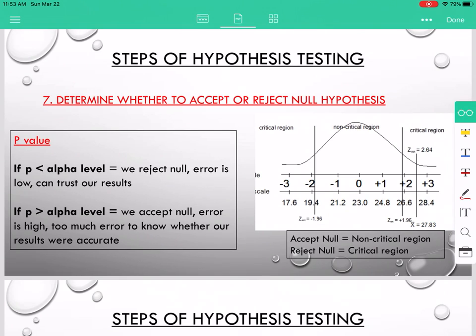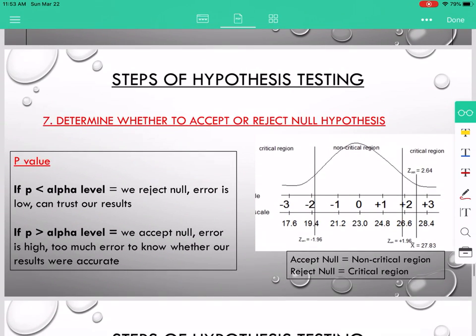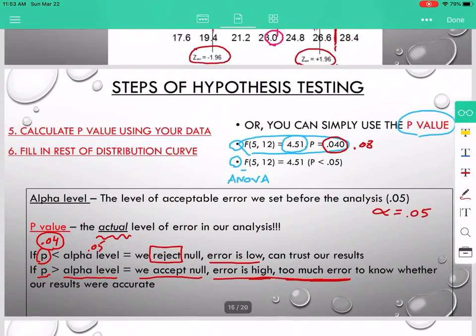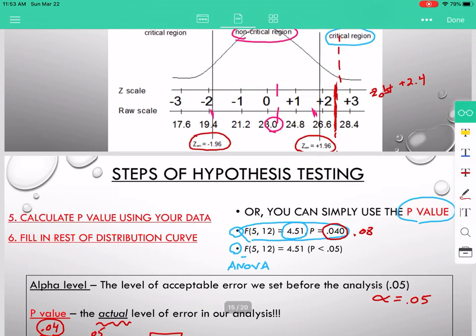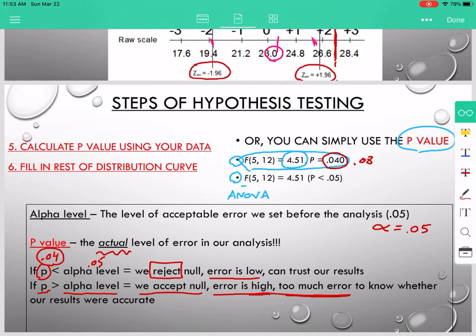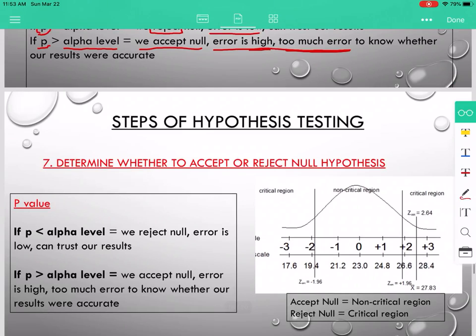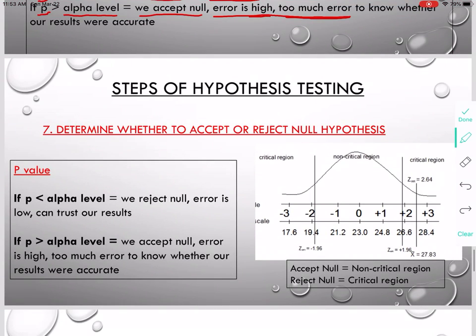We can accept or reject the null using our p-value, or we can accept or reject the null by knowing whether we're in the critical or non-critical region. So we can determine whether to accept or reject the null through two ways. And we actually already talked about these, didn't we? Because I said here we can plot our obtained statistic and see whether it falls in the critical or non-critical region. Or I could just look at my p-value, which is the actual error value.